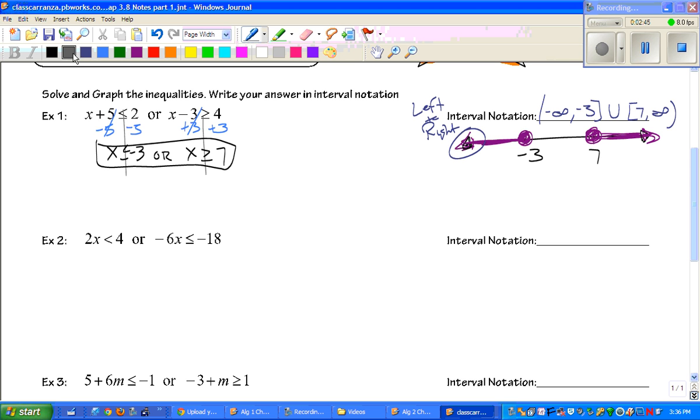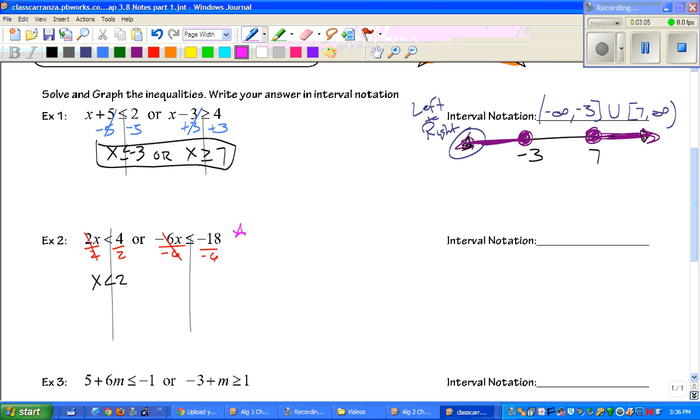All right, let's look at example number 2. Let's go ahead and do the same thing. Draw the lines down the middle. We're going to treat these as two separate inequalities. So x is less than 2. On the other side, we're going to divide by -6.